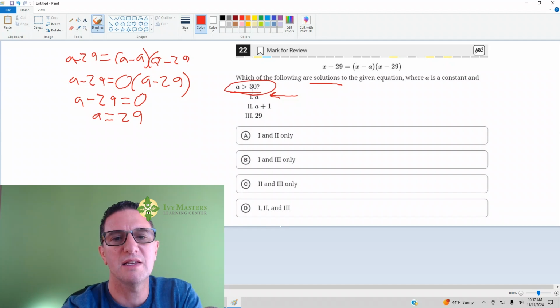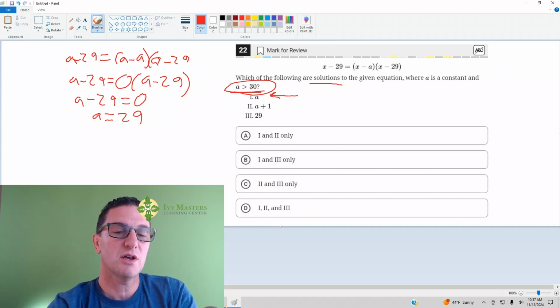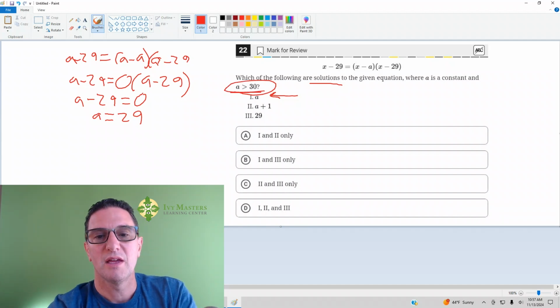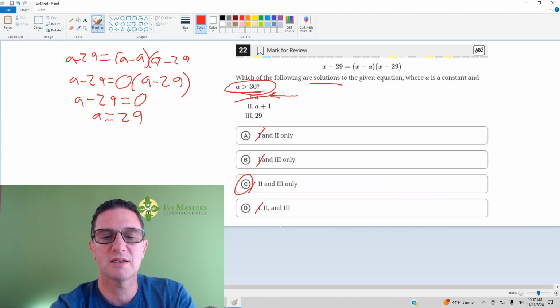Well, it says that a has got to be greater than 30. So a equals 29 does not work. So I could eliminate all the answer choices where a doesn't work: A, B, and D. C has got to be my answer.